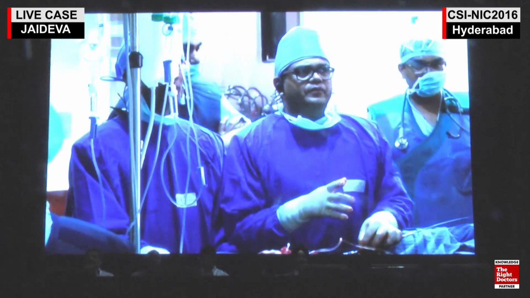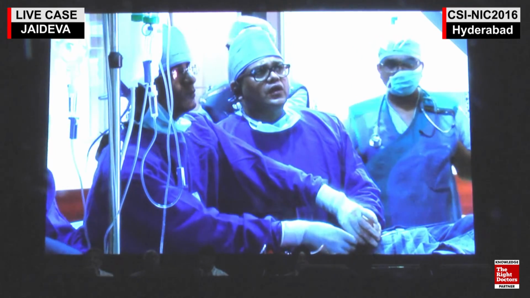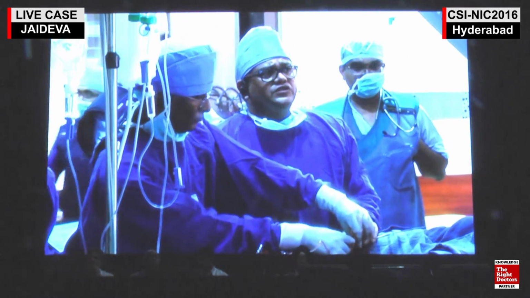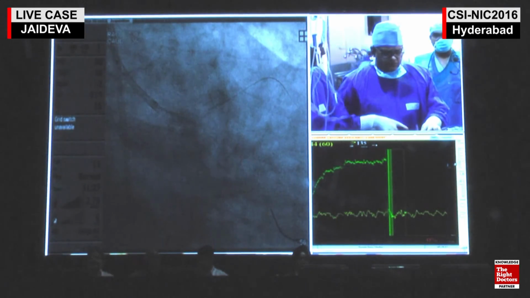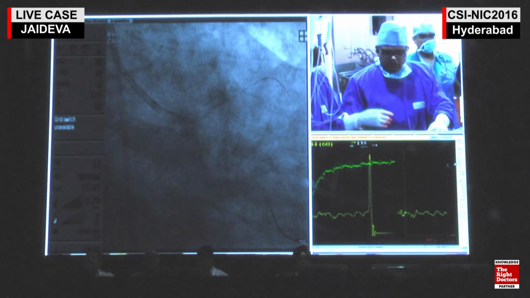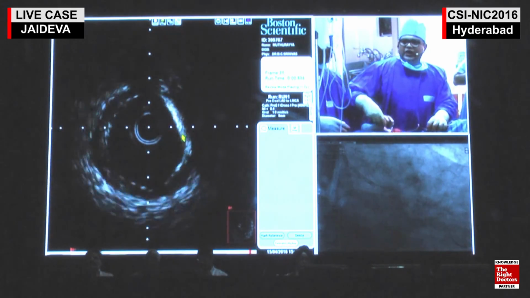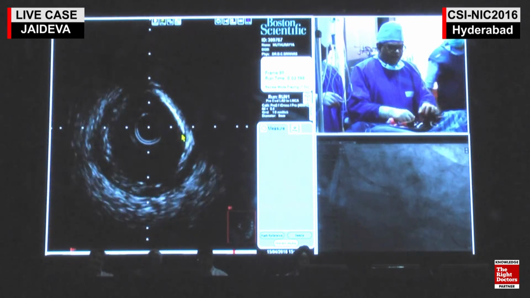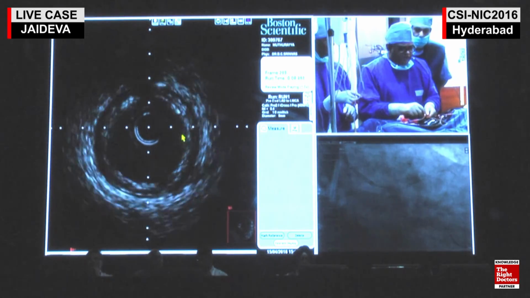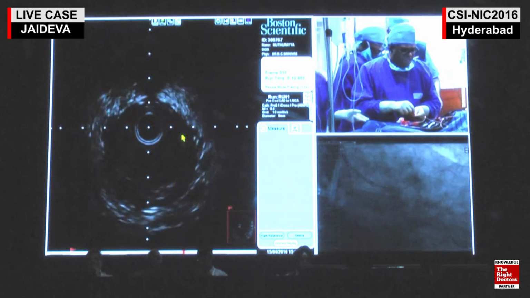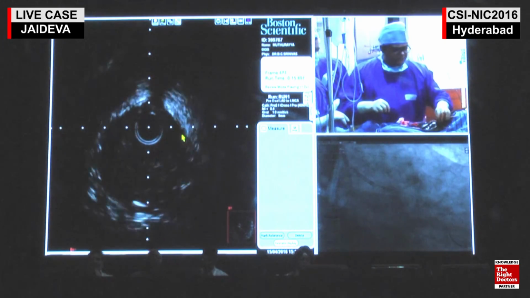The plan was to go ahead and put a stent from left main to LAD, for which we did the IVUS before going ahead. Can you show the IVUS? So on IVUS, the LAD size is 4 millimeter, and left main is 4.5. The ostium of the ramus is okay, without any disease.